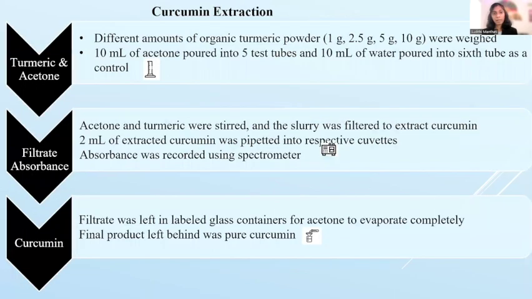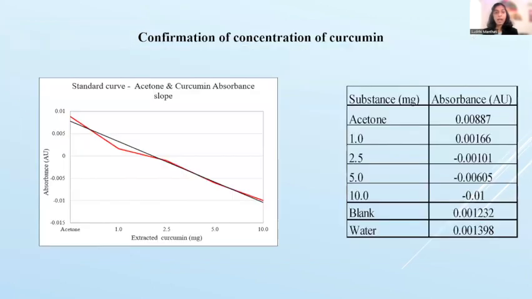The main parts of my experiment were as follows. First, I extracted curcumin from different amounts of turmeric, 1 gram, 2.5 grams, 5 grams, and 10 grams, using acetone. In order to ensure that the concentration of curcumin was increasing as the amount of turmeric I used increased, I graphed an absorbance slope in order to ensure that as the absorbance continues to decrease, then the amount of turmeric has also decreased, therefore proving that as the amount of turmeric increased, there is an increased concentration of curcumin.